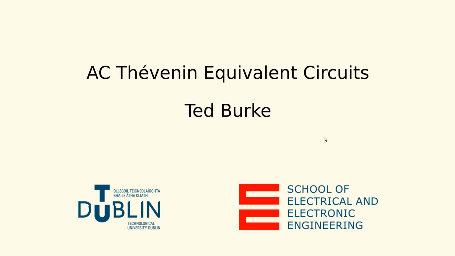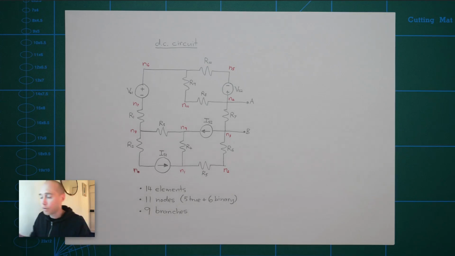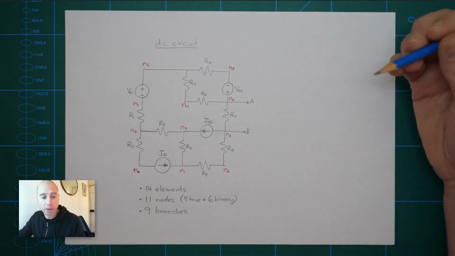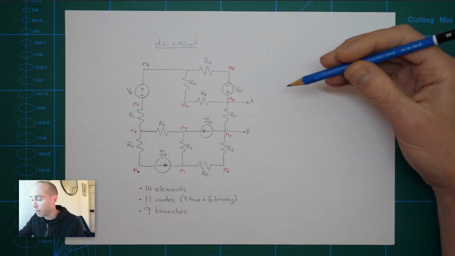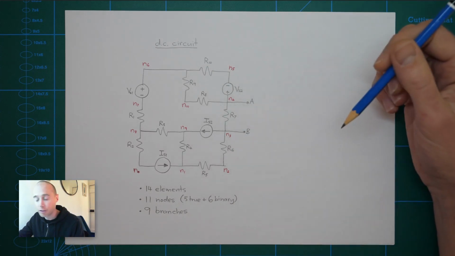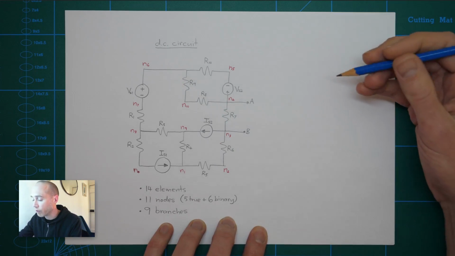In this video, we're going to revisit Thevenin's theorem, and we're going to see how to apply it to AC circuits. So I'm going to begin with the DC circuit just to remind ourselves what Thevenin's theorem tells us about simplifying a circuit like this down to a much simpler equivalent circuit.